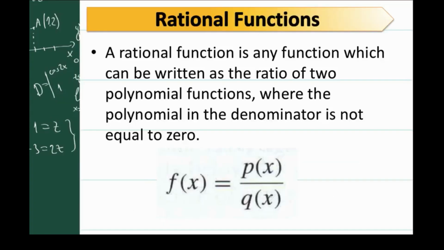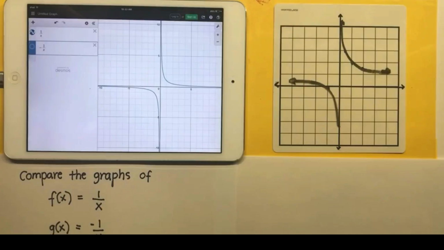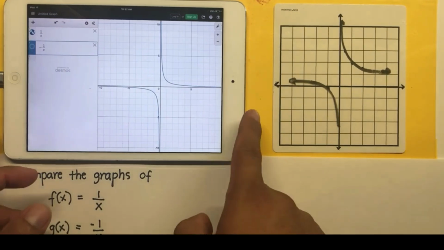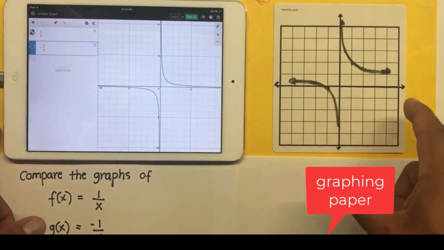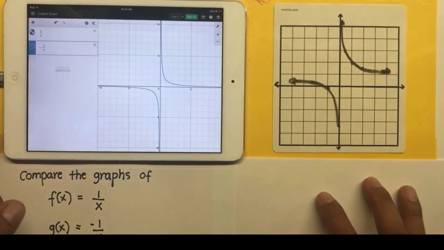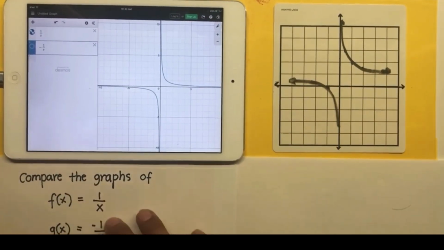But this definition sounds so abstract, so let's do some exploration activity so that we can develop our intuition about what rational functions are. So this is our setup. I have here an old iPad. I have here a graphing calculator where I'm going to show you the transformation of the graph. We'll write our notes here and we'll write the questions that we are solving here.